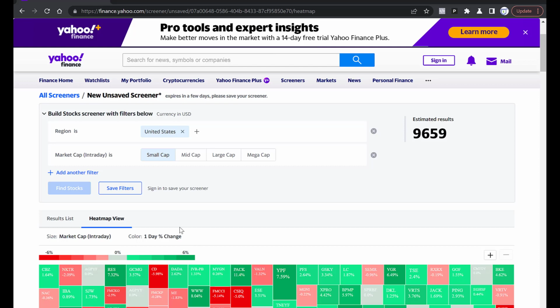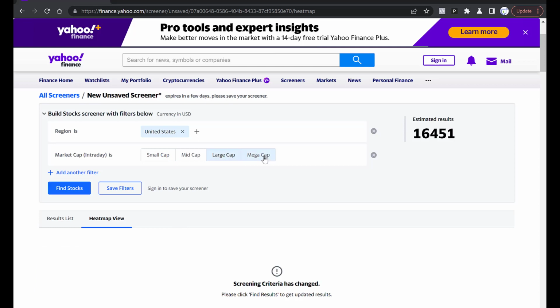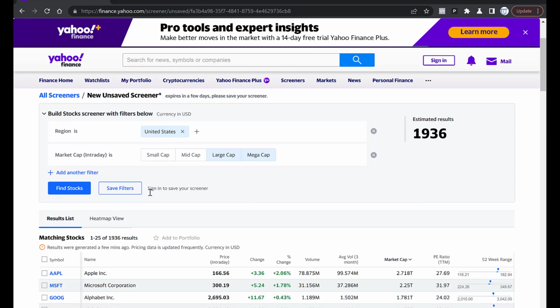One last thing that I'm going to show you. I'm going to go back to the large cap and mega cap stocks. I'm kind of riffing. This wasn't planned. Hit find stocks, and there are more things that you can filter. Do you want a particular industry or something like that? You can definitely do that.